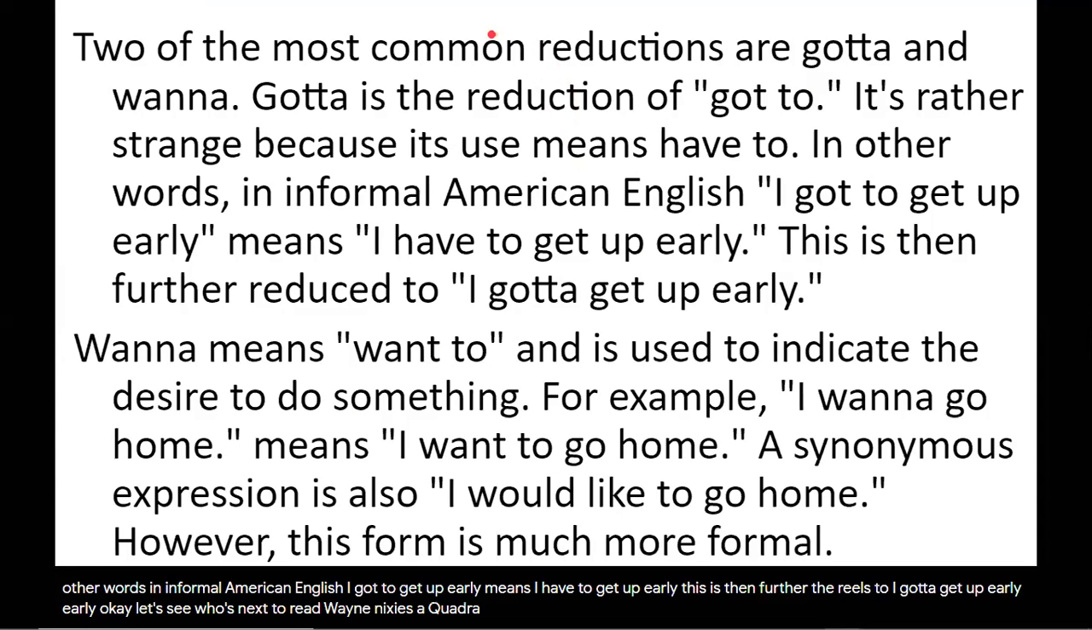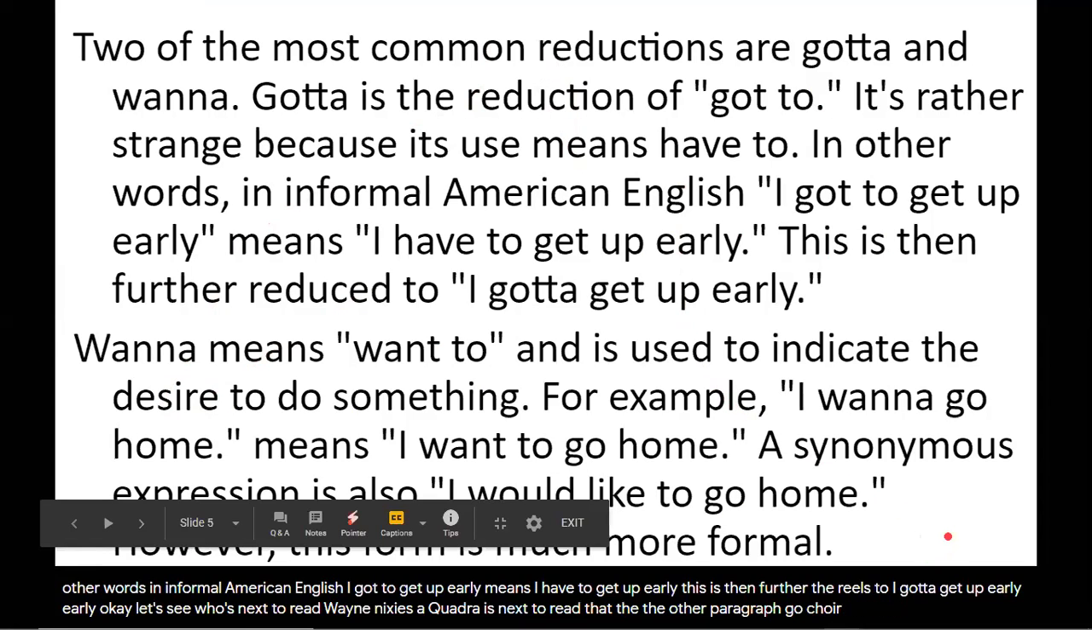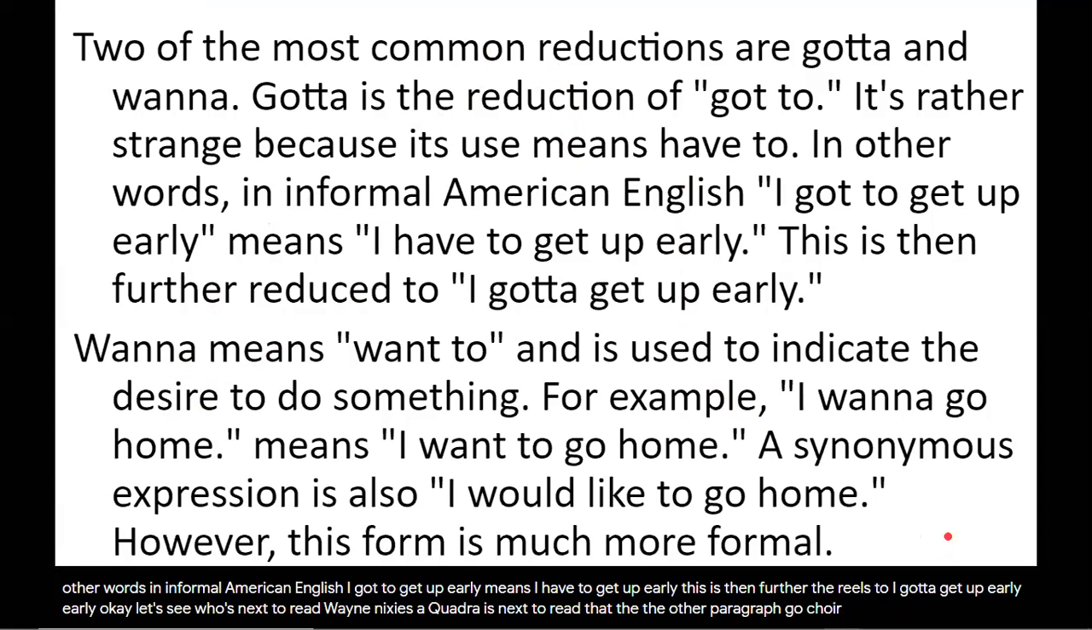Cuadra is next to read the other paragraph. Go, Cuadra. Wanna means want to, and is used to indicate the desire to do something. For example, I wanna go home means I want to go home. A synonymous expression is also I would like to go home. However, its form is much more formal. Thank you very much.